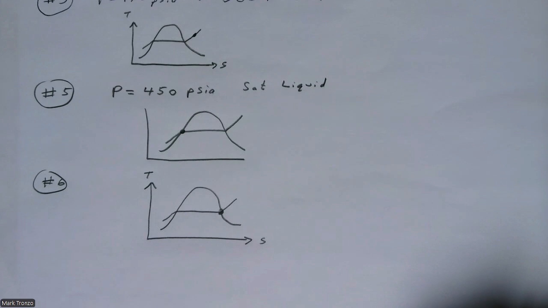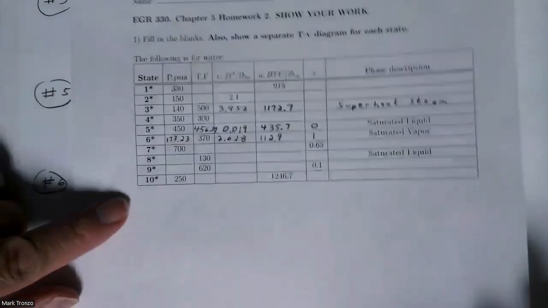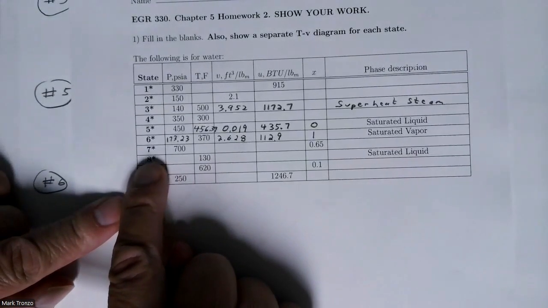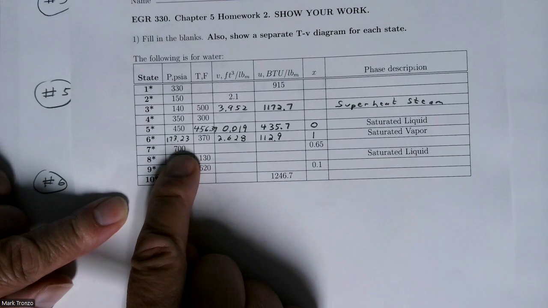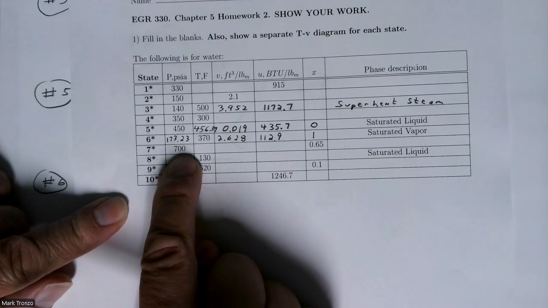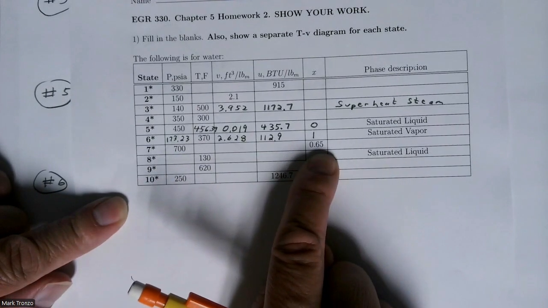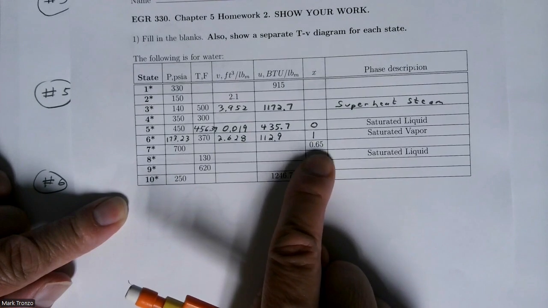Next, let's take a look at number 7. This time, number 7 says we're at 700 psi, and we're given a quality. So since we're given a quality between 0 and 1, now we have a saturated mixture.